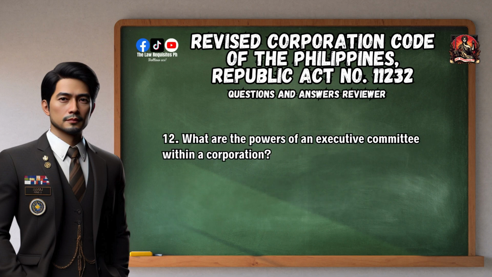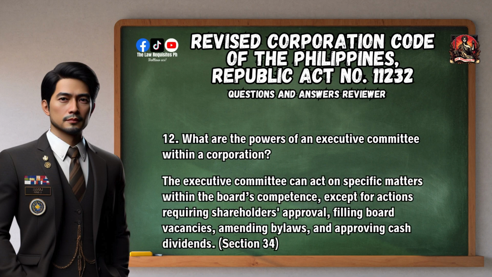12. What are the powers of an executive committee within a corporation? The executive committee can act on specific matters within the board's competence, except for actions requiring shareholders' approval, filling board vacancies, amending bylaws, and approving cash dividends. Section 34.